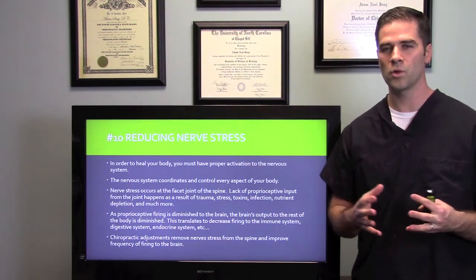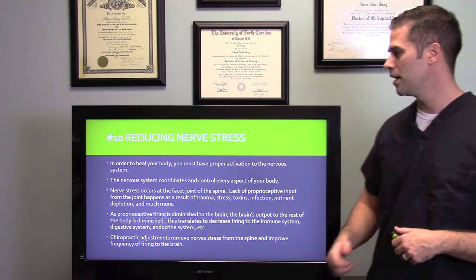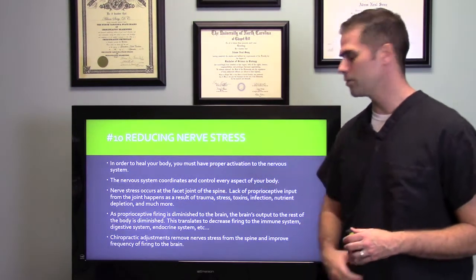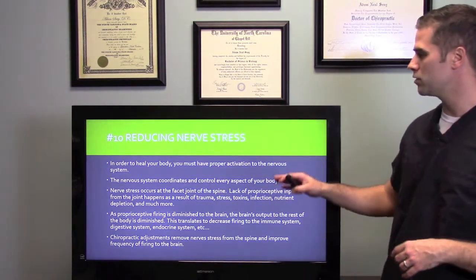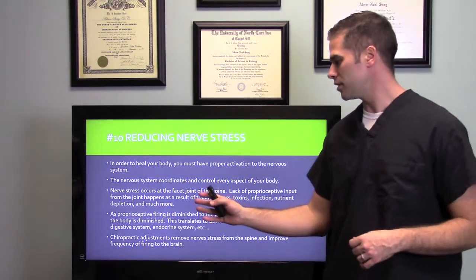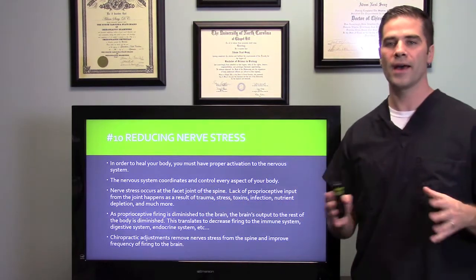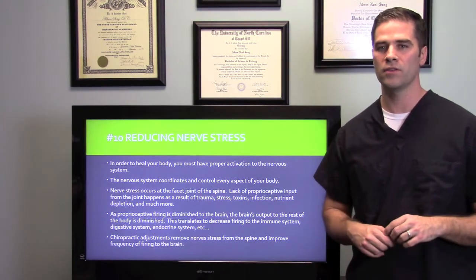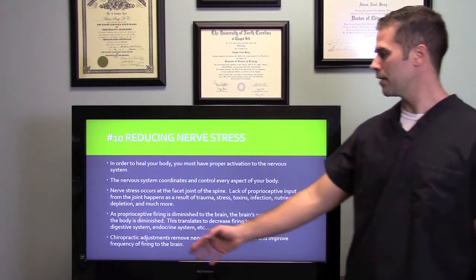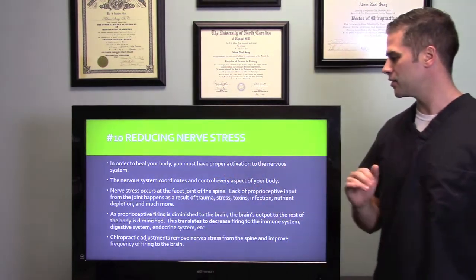because your nervous system coordinates and controls every system in the body. So in order for your body to heal, you must have proper activation to the nervous system. And the nervous system coordinates and controls every aspect of your body. So you've got to get this functioning to return. Nerve stress occurs at the facet joint of the spine.